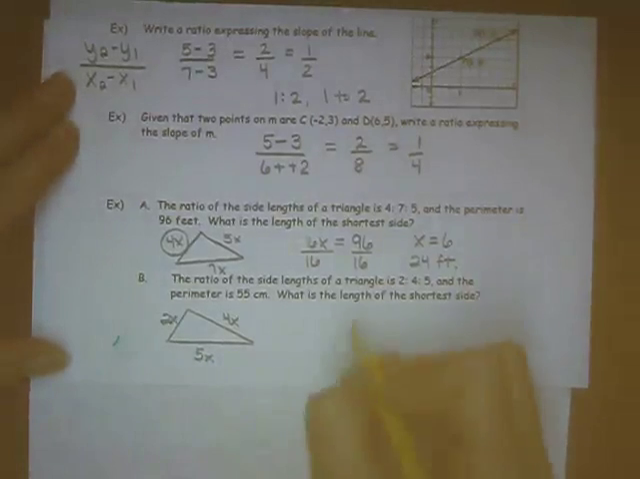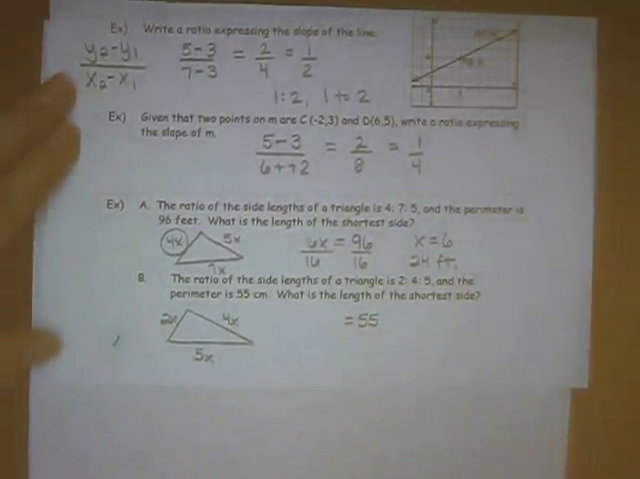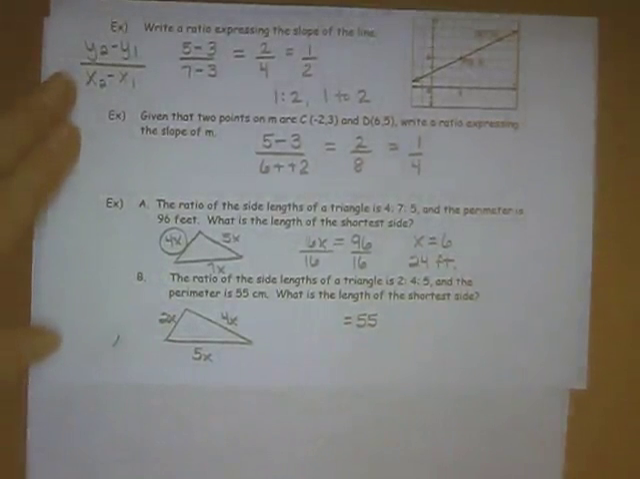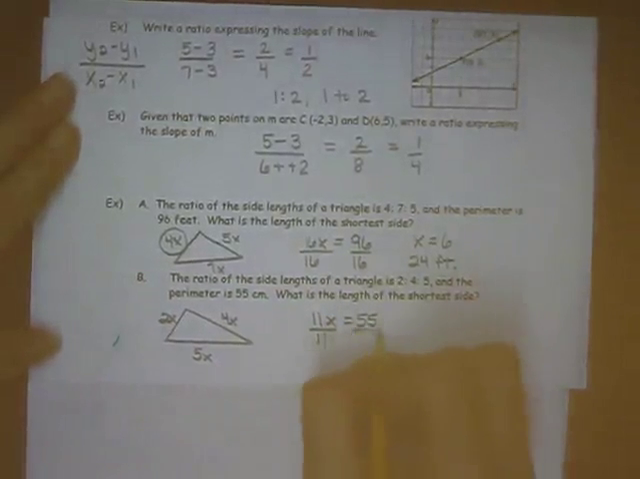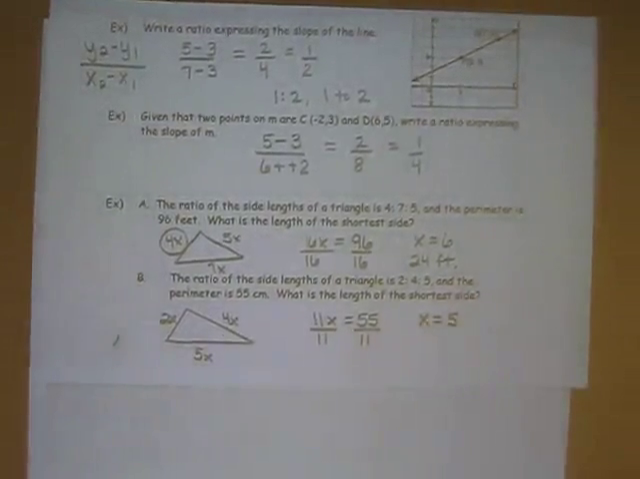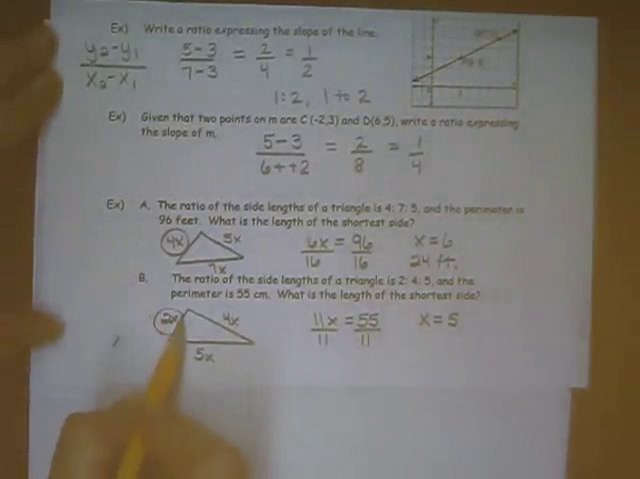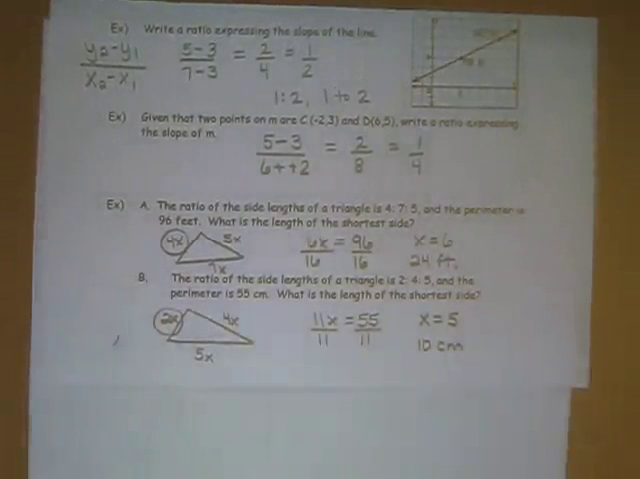You then get the perimeter. We know our perimeter is 55, so we are going to add up the sides. 2x plus 4x plus 5x gets you 11x. If you divide by 11, x is 5, and again we need the shortest side. We then plug 5 in for our smallest side and get 10. And there's our answer.